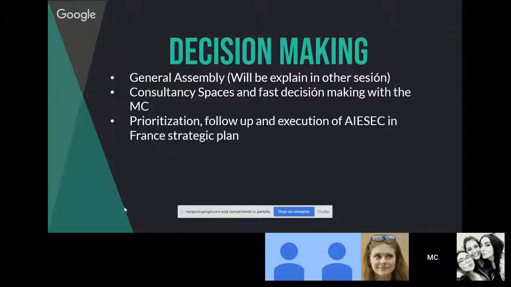For example, the MC is sending financial reports to the LCPs for them to check on the execution of our budget and to help us prioritize the things that we should spend our money on, or that we should save, or that we should take into consideration. So in terms of decision making, the Board of Presidents is nothing more than the most important part of the organization, and is the body that actually takes the biggest and most important decisions for ISEC in France.